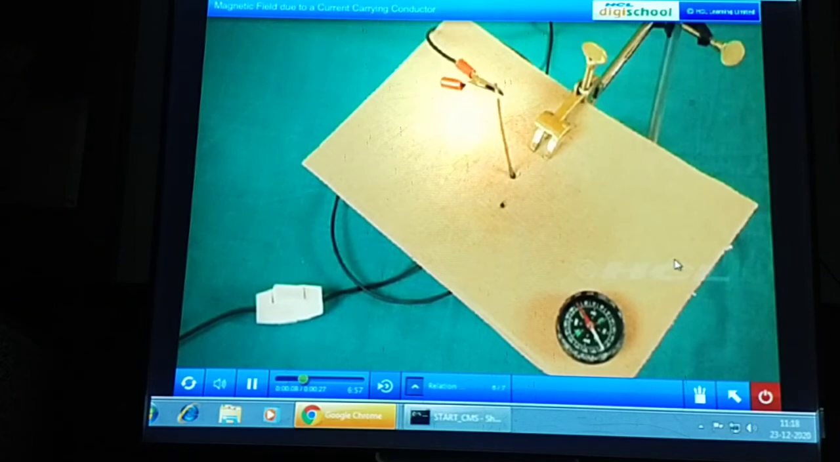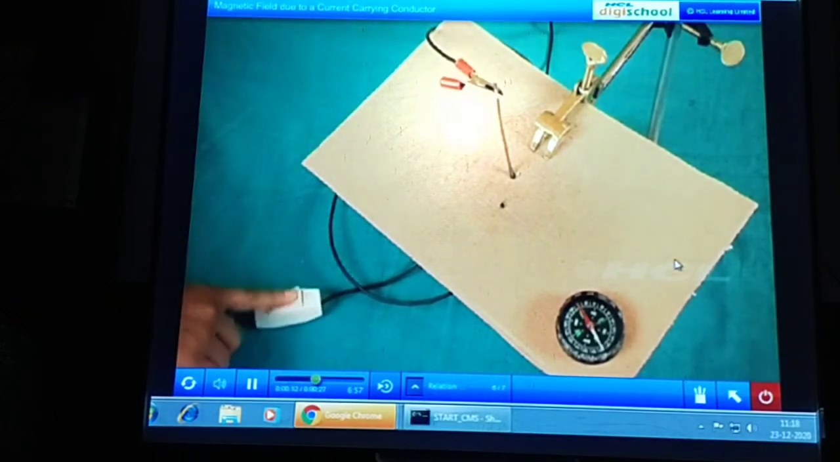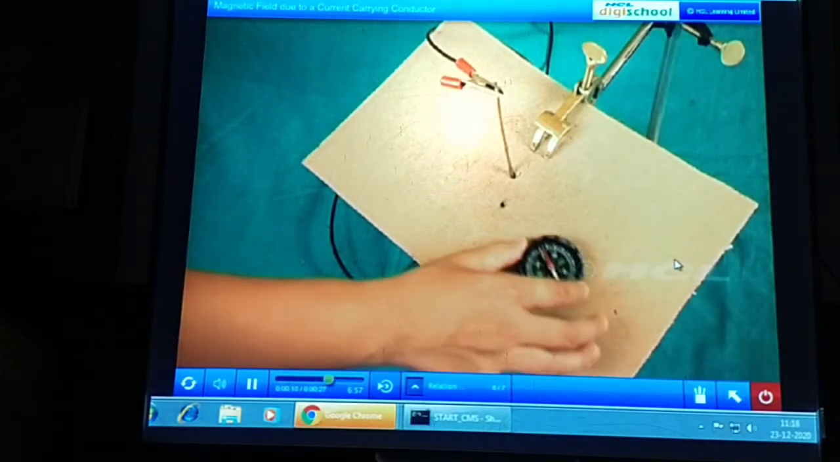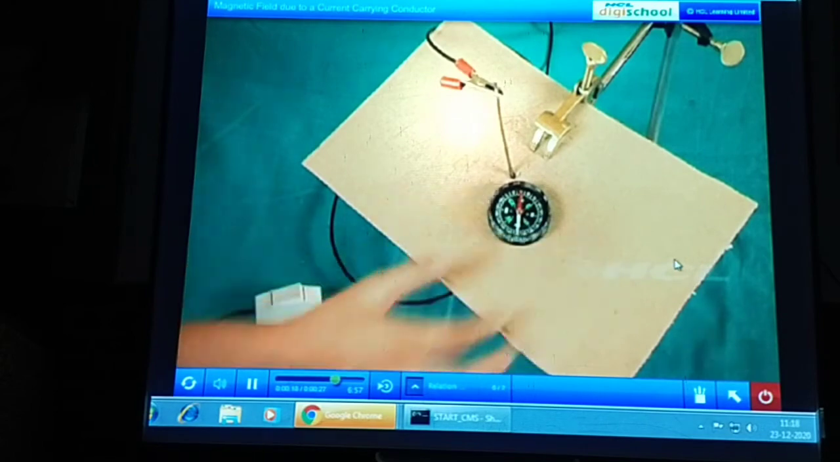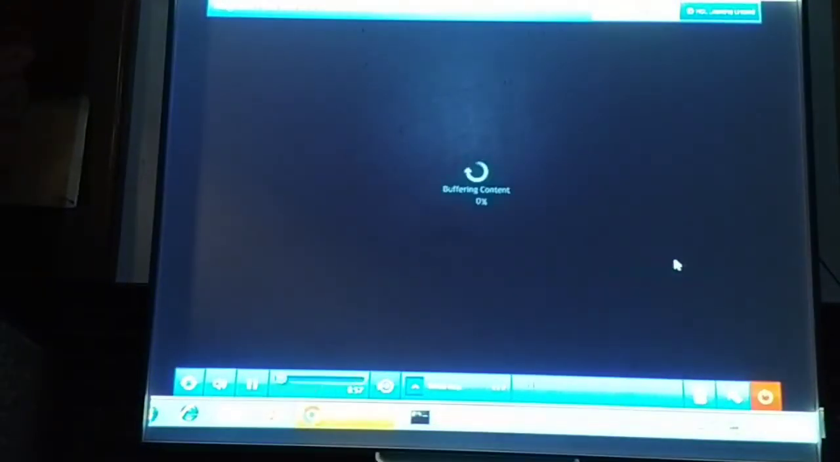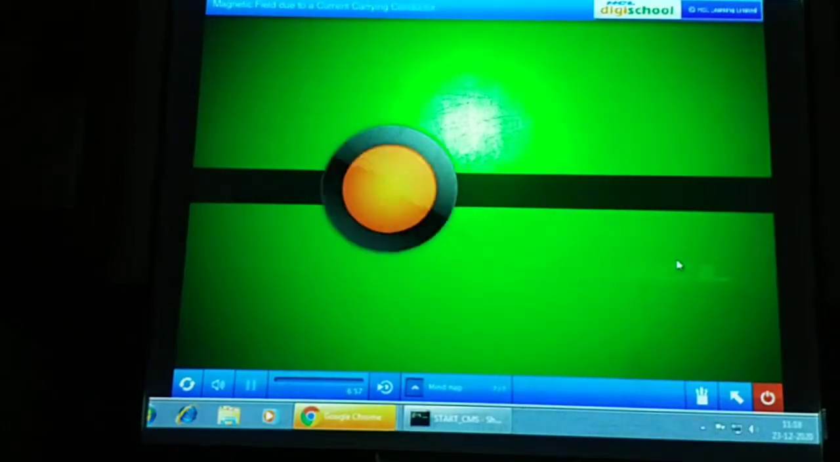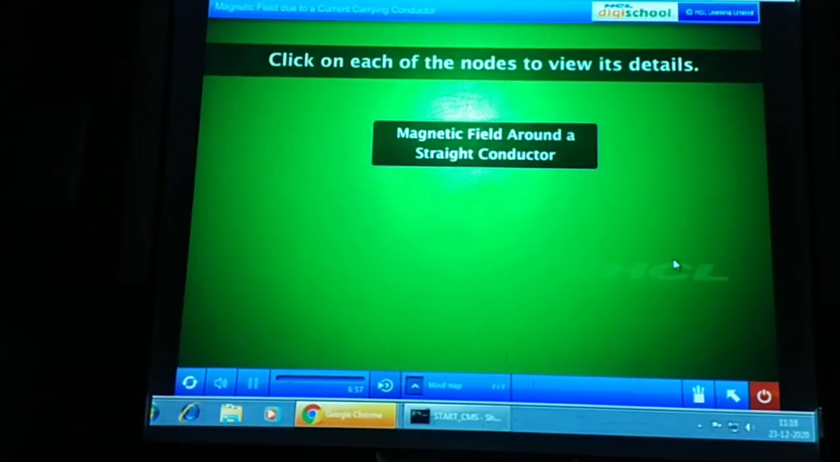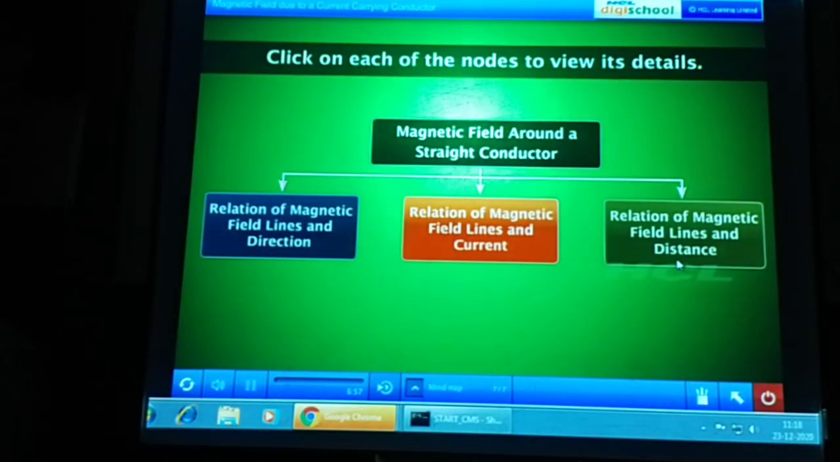Observe the deflection on the compass. Look at the deflection now, when the compass has been moved closer to the conductor. So, the magnetic field is stronger closer to the conductor. Let us quickly summarize the important points about the magnetic field of a current-carrying conductor.